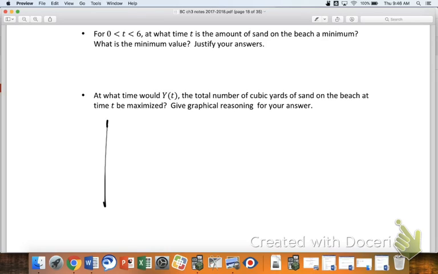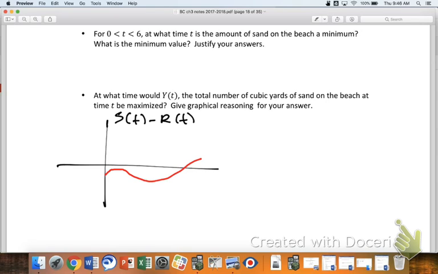And that graph, at least on the interval 0 to 6, doesn't it look kind of like that? Is that pretty reasonable? Okay. So this is a graph of S of t minus R of t, which is the rate of change of the amount of sand.